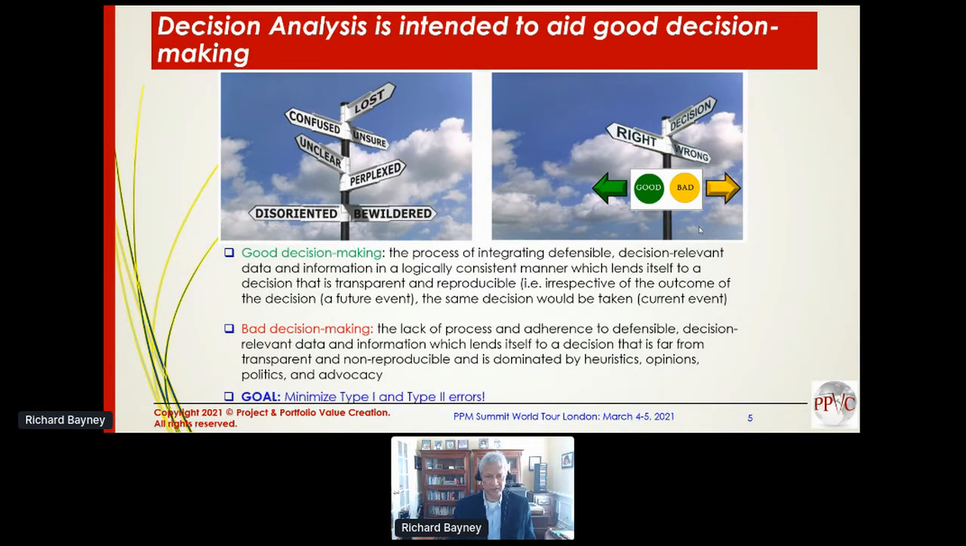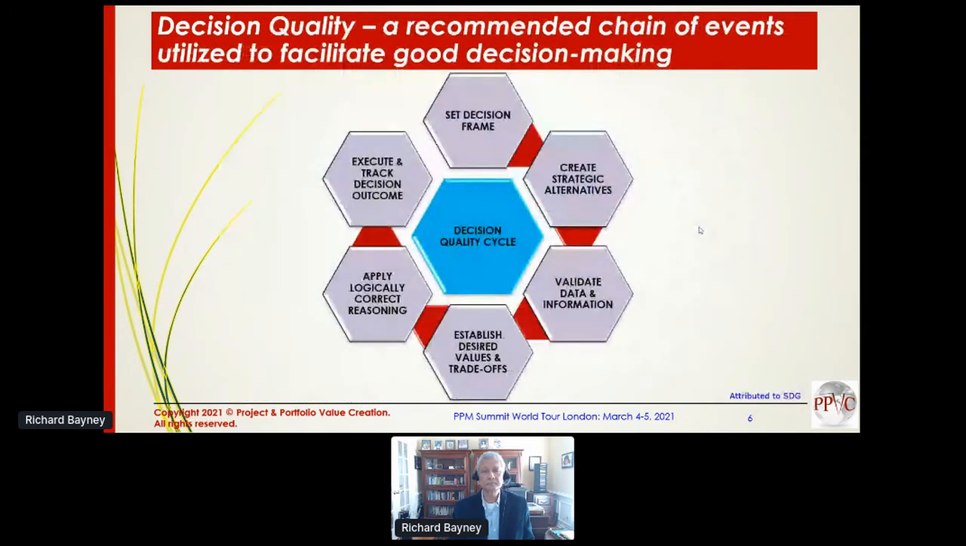Now, the goal of good decision-making is to minimize both type 1, that is false positive, and type 2, that is false negative errors. Now, decision quality, there are 6 dimensions, and many of you may, in fact, be quite familiar with the concept of the DQ, or decision quality cycle. There are multiple dimensions here that decision analysis addresses.